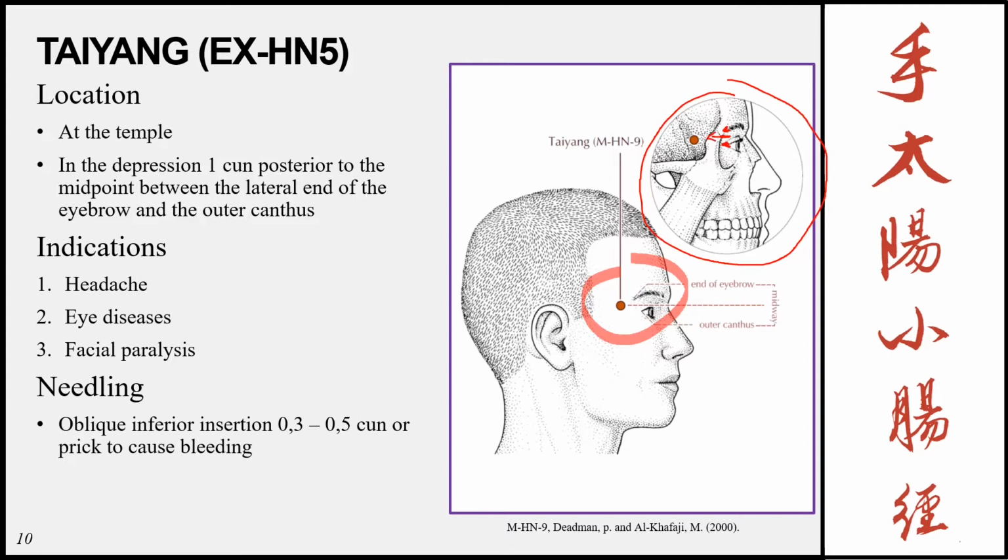This point can be used for headache, eye diseases, and facial paralysis. So the insertion is oblique inferior insertion, 0.3 to 0.5 Tsun, or we can prick this point to cause bleeding.